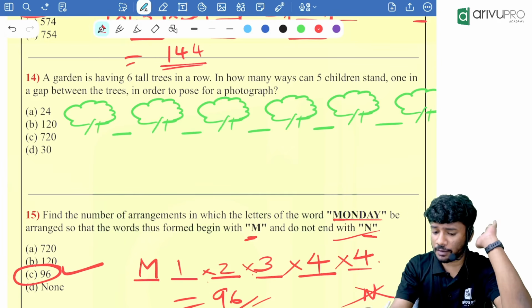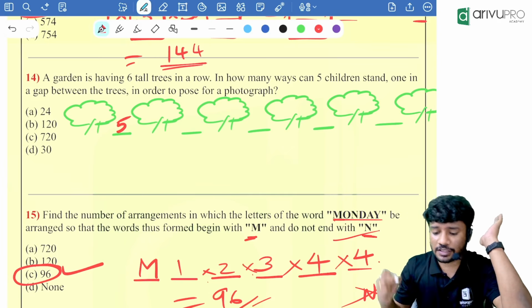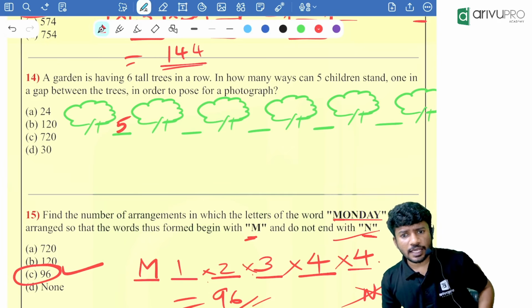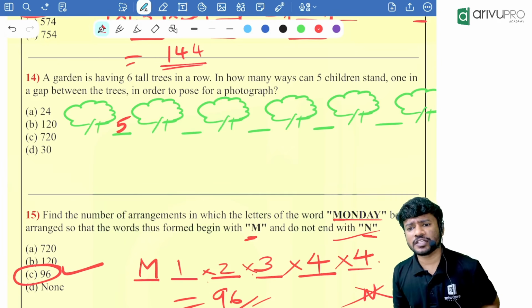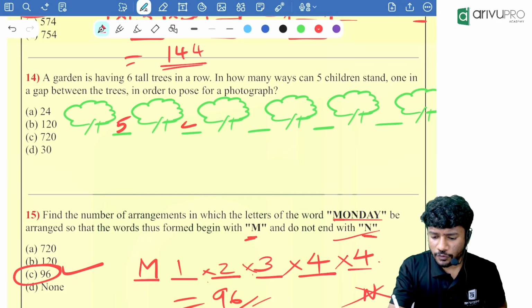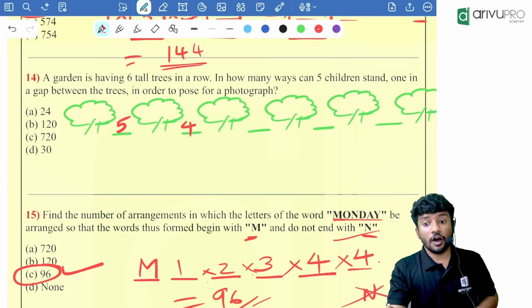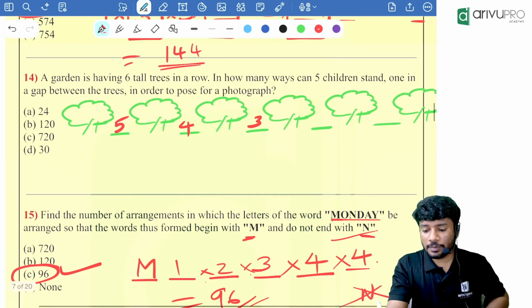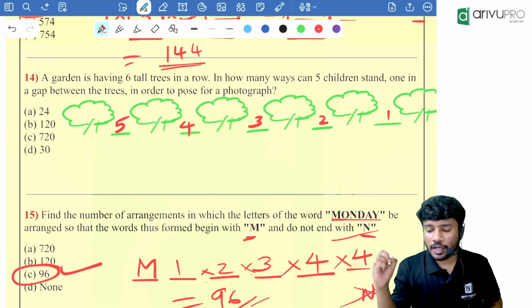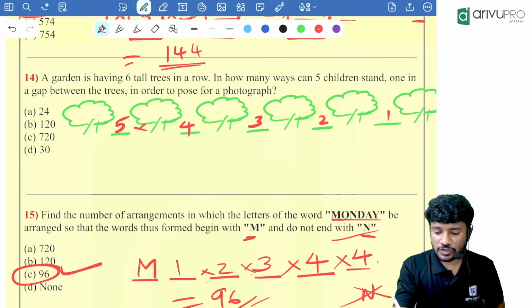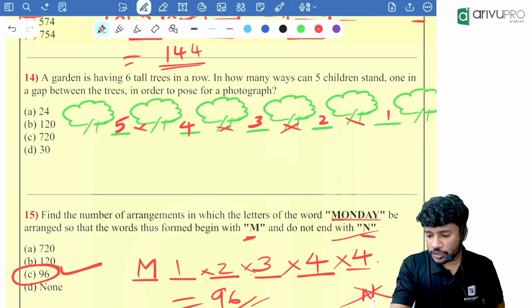Or I will say that any of the 5 can sit in the first gap, right? Any of the 5. One person already sat. How many are remaining? 4. 2 people already sat. How many are remaining? 3. 3 people already sat. How many are remaining? 2. And finally, the remaining person. So 5 into 4 into 3 into 2 into 1, which is equal to how much?